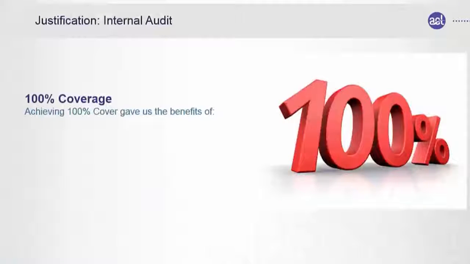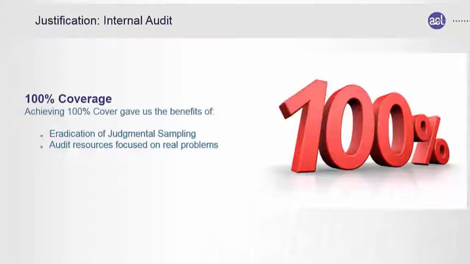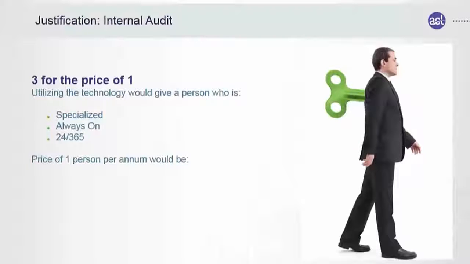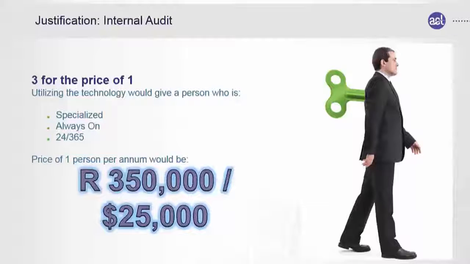In terms of internal audit, first of all, it gave us 100% coverage, which we, as I said earlier, dreamed about. Took away judgmental sampling completely. You could now focus on real problems where issues lay, as opposed to best guesses based on historical data, and also researching what's out there in terms of risk. But this is really what's happening in your business. You're not being subjective anymore, and as I said, not assuming. And it was really 3 auditors for the price of 1, because it was working 24 hours a day, 365 days a year. It doesn't take Christmas off. It's always on. And the price of 1 person a year would be about $25,000.